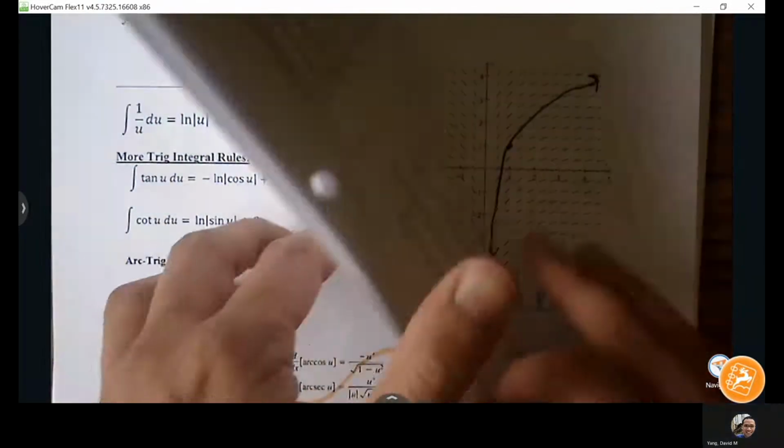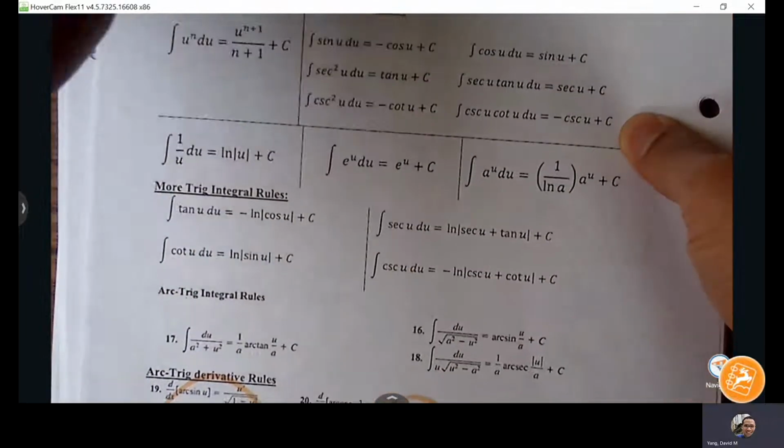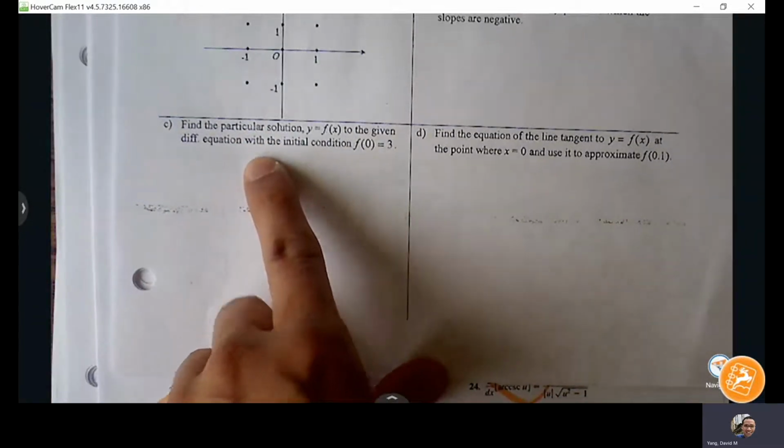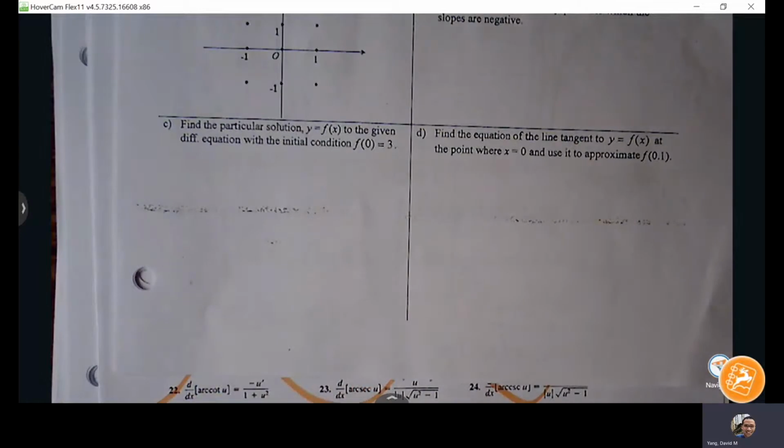All right. In your packet, let's go to page 3. I think we just did 2C, right? I don't think we got to 2D, so let's do a recap of 2C.